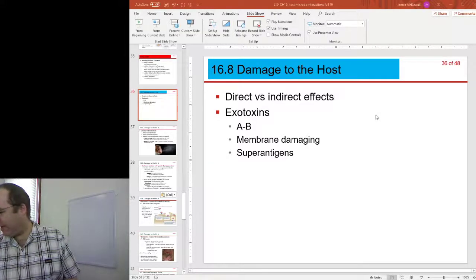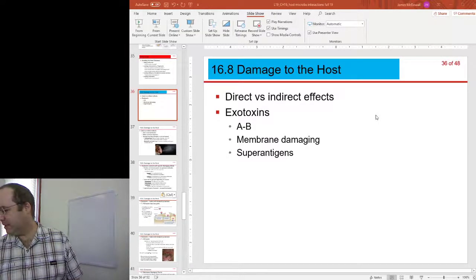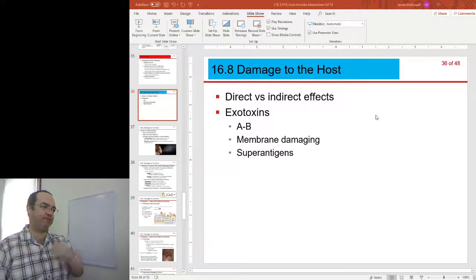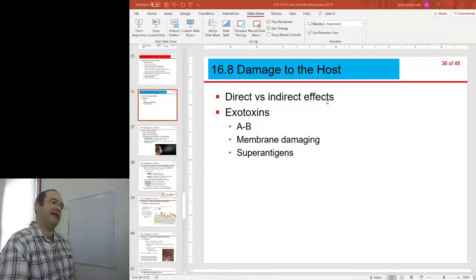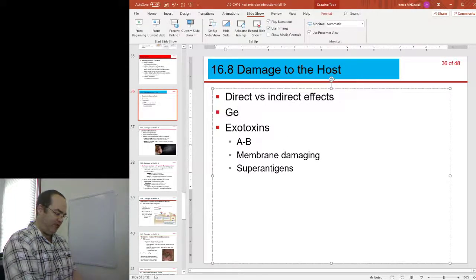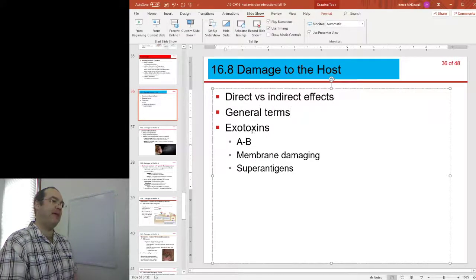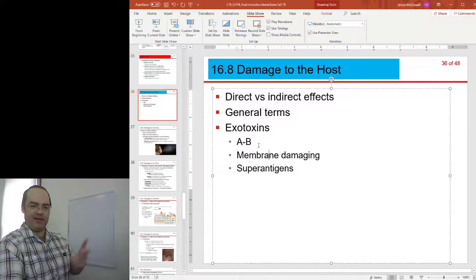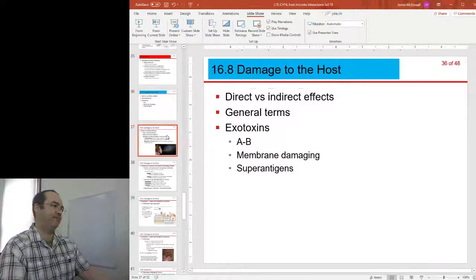We are now looking at section 16.8 on page 427, damage to the host. We'll look at the difference between direct and indirect effects. We'll look at some general terms, and we'll look at 3 classes of exotoxins. We'll look at what an exotoxin is to begin with.